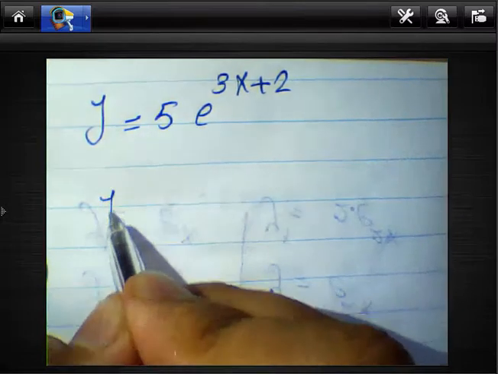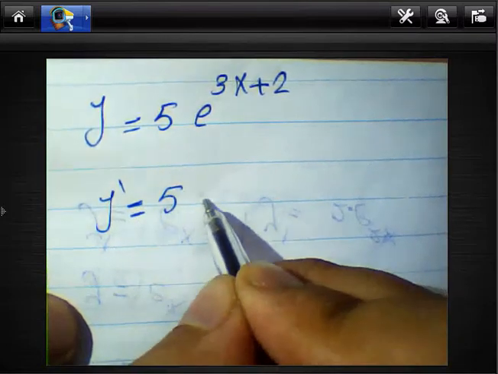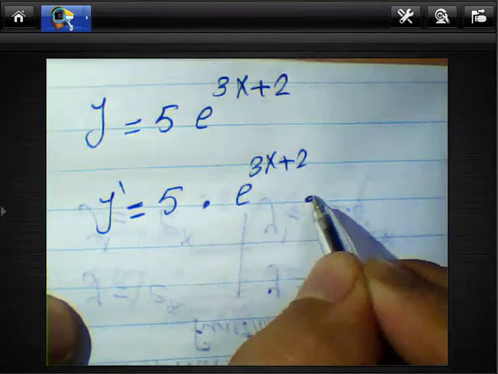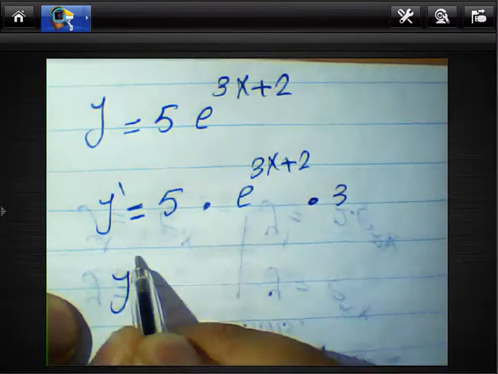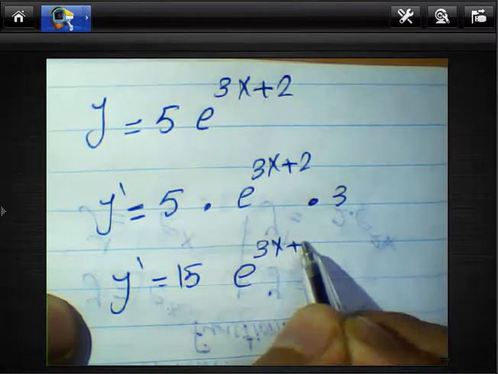We can find the derivative y dash equals 5, it's a constant, write it here, multiplied by e power 3x plus 2, multiplied by the derivative of this expression, which will be 3. Multiplied by 5 equals 15, e power 3x plus 2.